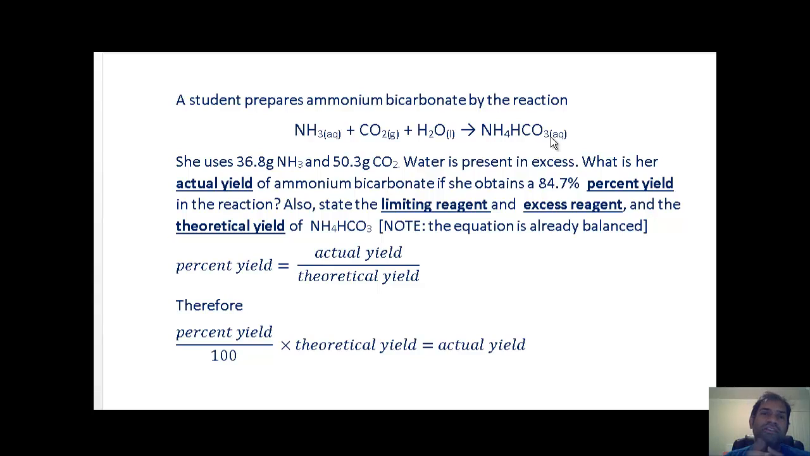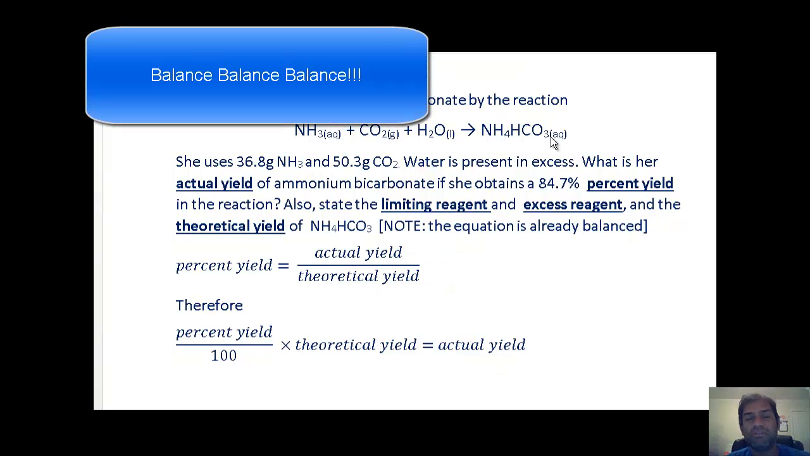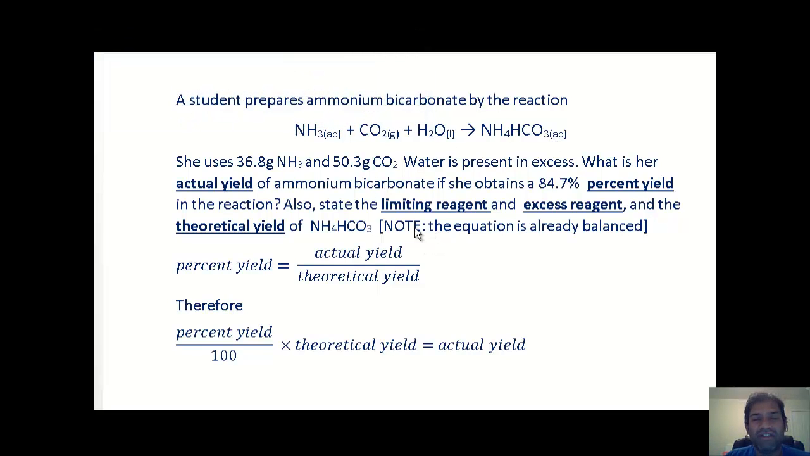First and foremost, you always have to do one thing in all chemistry problems, and it's especially important in limiting reactant problems: balance. So make sure the equation is balanced, balanced, balanced. If you look downward here, skipping ahead, the reaction is already balanced, but in a problem on an exam, definitely want to balance the equation. All right, so this person uses 36.8 grams of NH3, one of our reactants, and 50.3 grams of CO2, the other reactant. Water is in excess, so we don't have to worry about that being limiting.